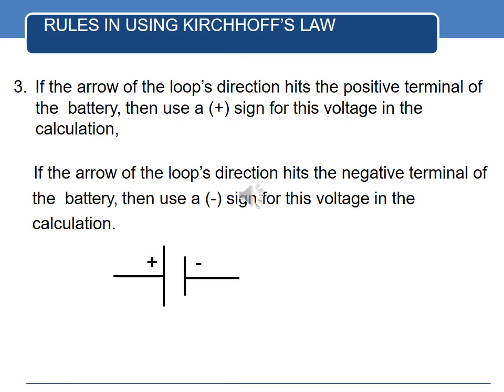If the arrow of the loop's direction hits the positive terminal of the battery, then use a positive sign for this voltage. If the arrow of the loop's direction hits the negative terminal of the battery, then use a negative sign for this voltage.